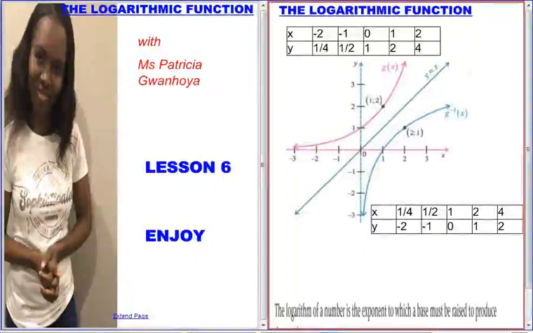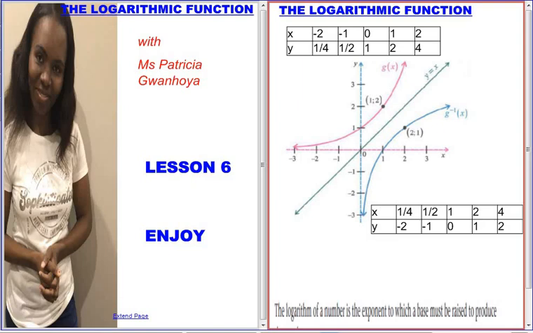Welcome, dear students, to your lesson 6 on functions, and here we are going to do the logarithms. Actually, it's just yet an easy function that we do here in grade 12. So let's get started with the function.